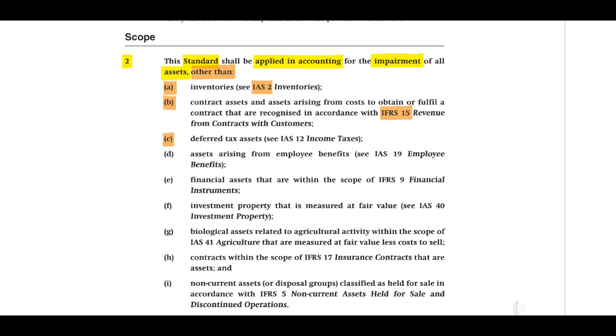C, deferred tax assets, IFRS 12. D, IFRS 19. E, financial assets that are within the scope of IFRS 9. F, investment property measured at fair value. G, IFRS 41. H, IFRS 17. And I, our IFRS assets. Therefore, these assets, and this is the importance that you need to ensure you understand, when we measure the assets, we need to follow these rules.